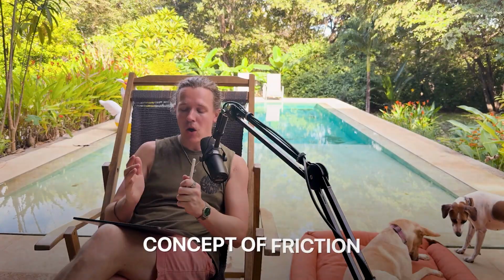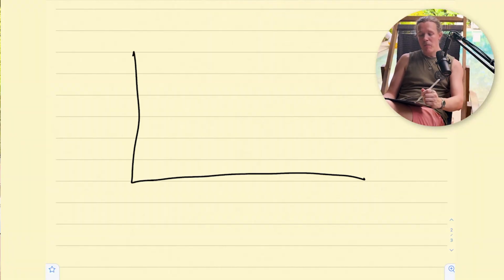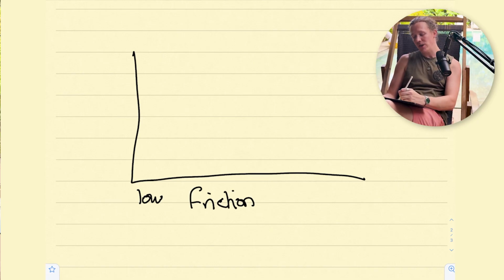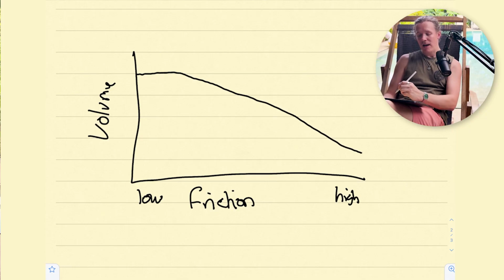And so that minimum viable calendar is what I want to talk to you about today. But I first want to help you understand this concept of friction. Essentially, what you want to look at is this: if this is a low amount of friction and this is a high amount of friction, when you have a low amount of friction, you're typically going to have a higher volume of calls. But as you add friction, you're going to notice that the quality of those calls increases, but the volume drops.